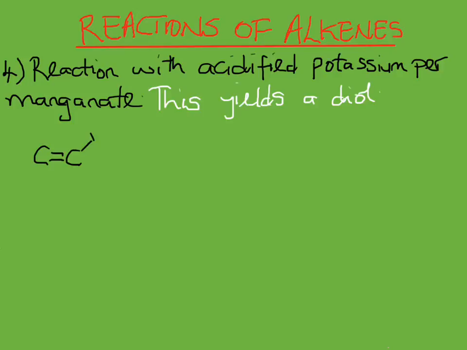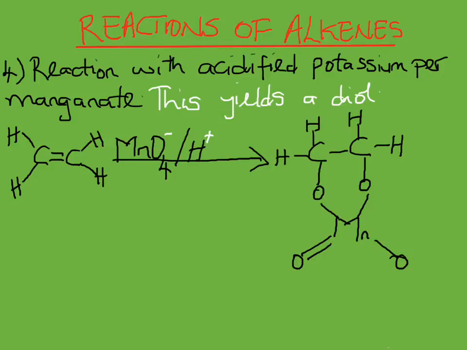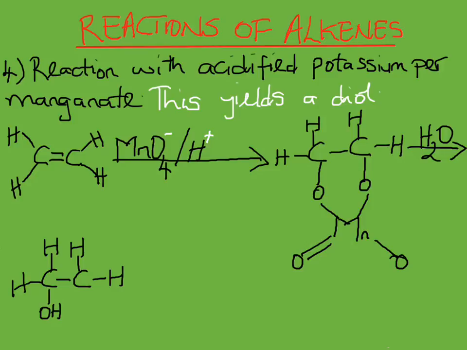This yields a diol. As you can see from the reaction there, we have ethene in the presence of permanganate and an acid is going to yield us a diol. The product formed immediately after that is going to hydrolyze in the presence of water to give us a diol. As you can see there, the end product is ethane-1,2-diol.